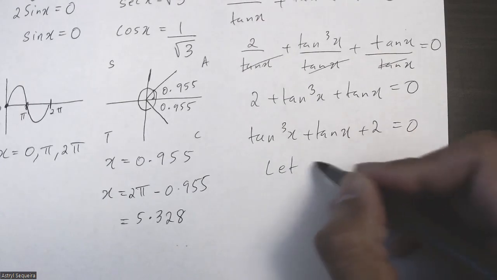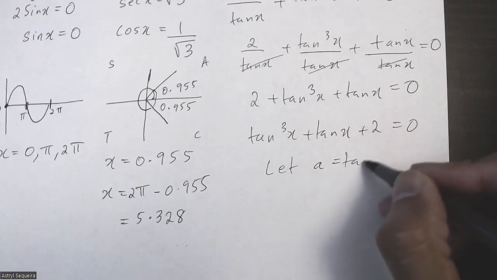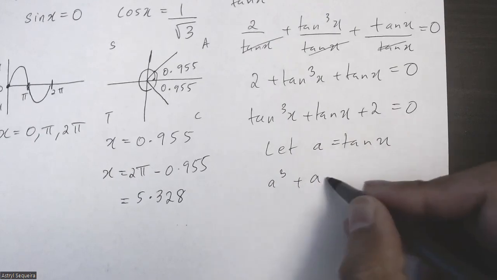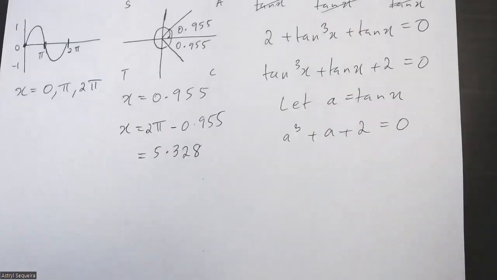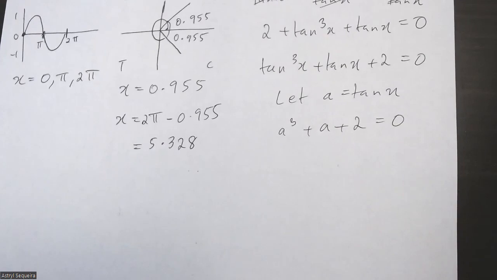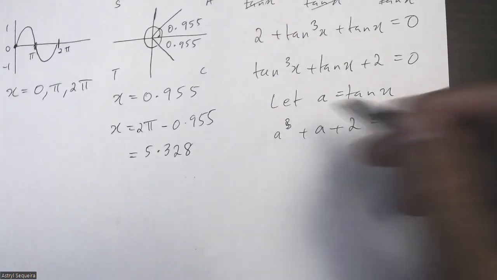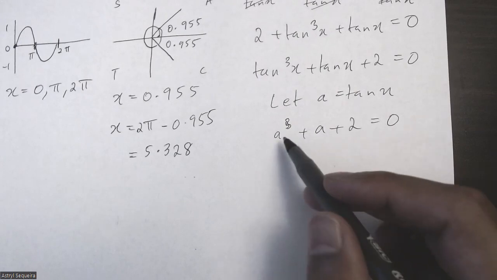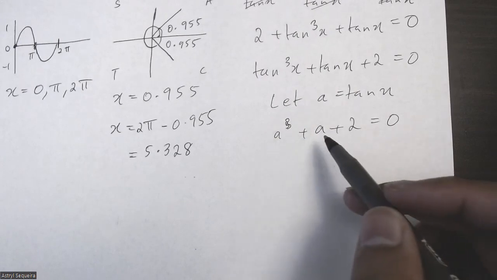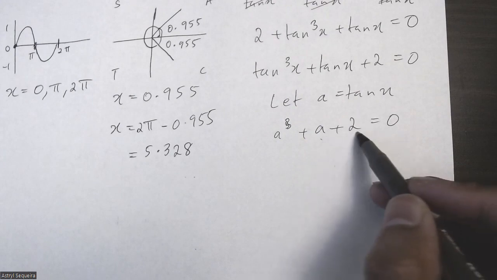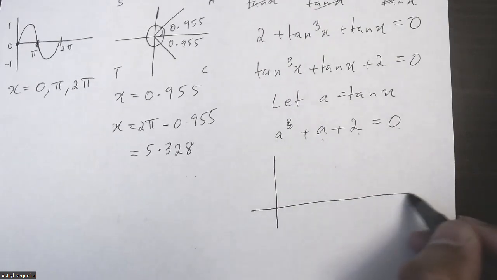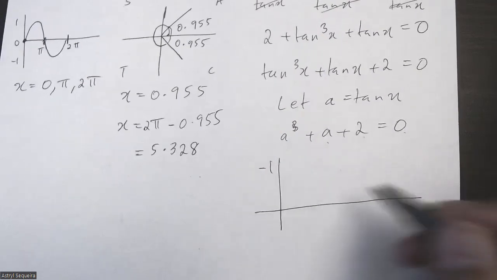Then to make things easy, I'm just going to say let a equal to tan x. So I have a cubed plus a plus 2 equals to 0. I need to factor this with synthetic division. Pretty easy to tell that -1 is your solution for factor theorem here, because -1 cubed is -1 plus -1 is -2, -2 plus 2 is 0. So I know that my first and easiest factor to use is -1 over here.